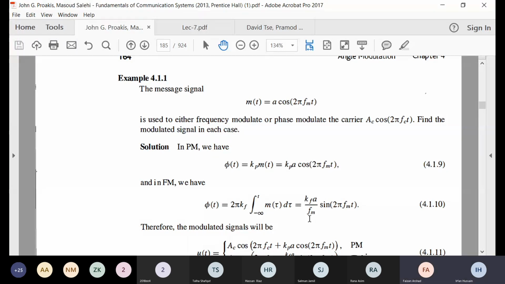Okay, and put the limits of sine. This is not fm, this is the phase of FM, this thing. It is the integral of the message.